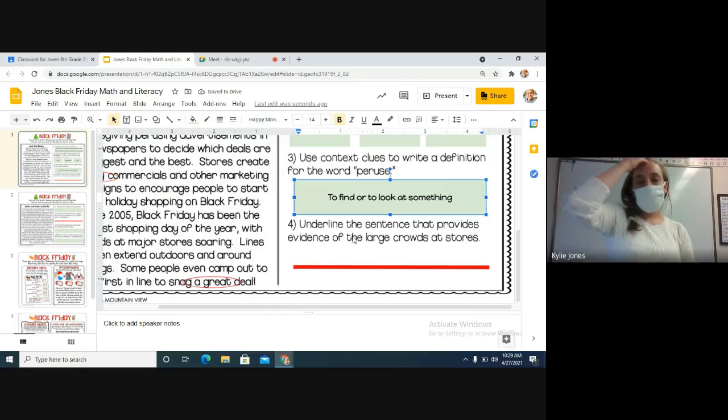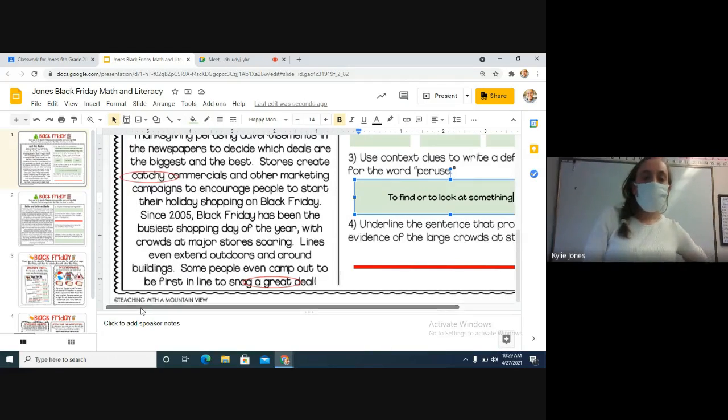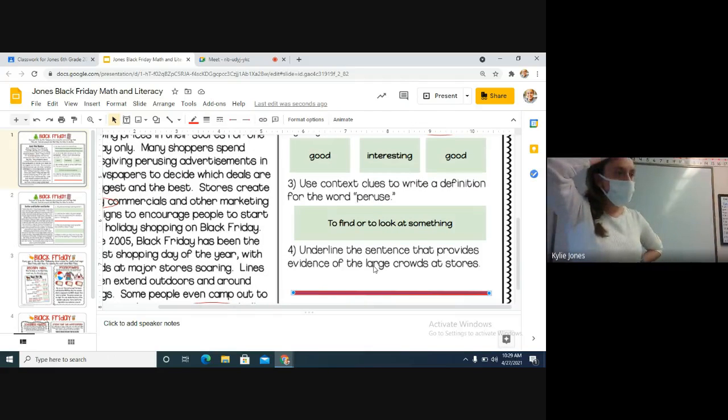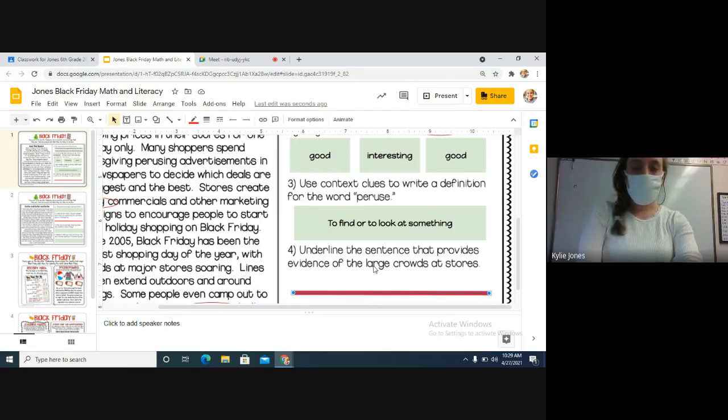All right. And number four, Skylar, read number four, please. Underline the sentence that provides evidence. All right, so you need to underline. Do we all know how to underline? You can either take it or you can copy and paste it.